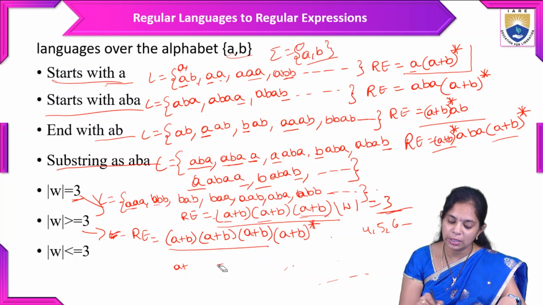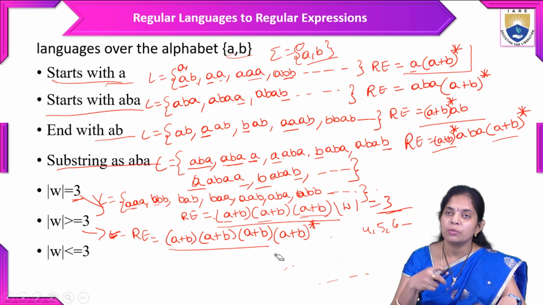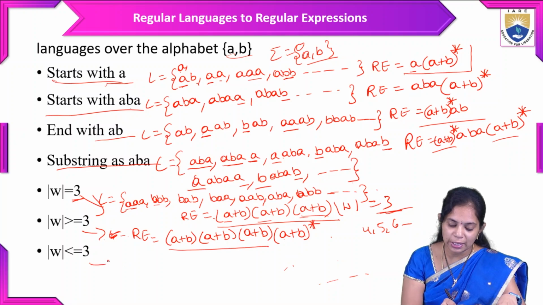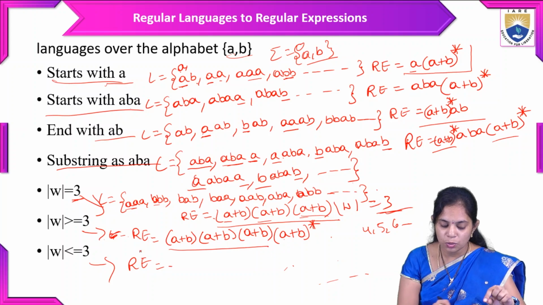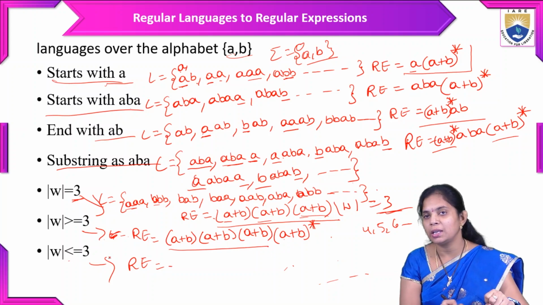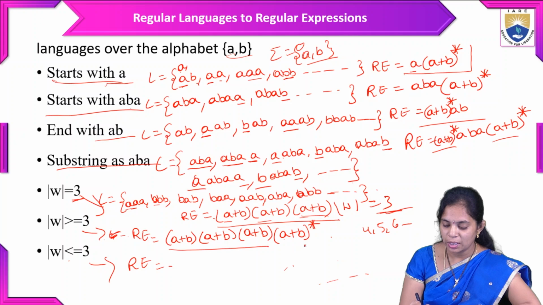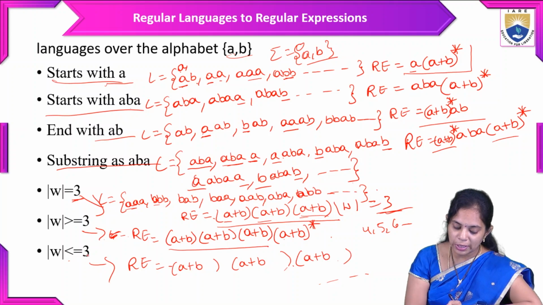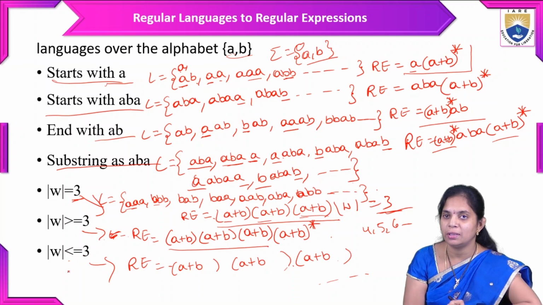So for the 3 word length, which is greater than or equal to 3. And now we will write less than or equal to 3. So what is the regular expression? The minimum length, which is 3, is satisfying, and we need to satisfy here. So first the minimum 3 we need to satisfy, and so A plus B, and also less than or equal to 3 is there.